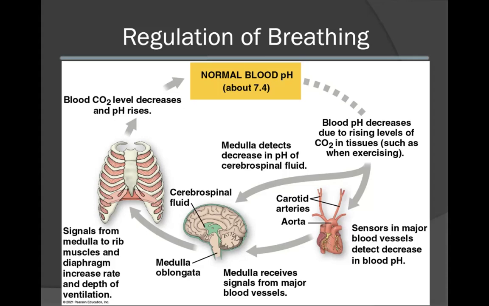In addition, within the blood, the pH will also decrease. There are various types of sensors present in major blood vessels of the carotid arteries as well as aorta that help to detect any changes in blood pH. These sensors will then send signals to the medulla oblongata as well. As a result, rib muscles and diaphragm will increase the rate as well as the depth of ventilation to help lower blood carbon dioxide levels. As a result, the pH will then rise back to normal range.